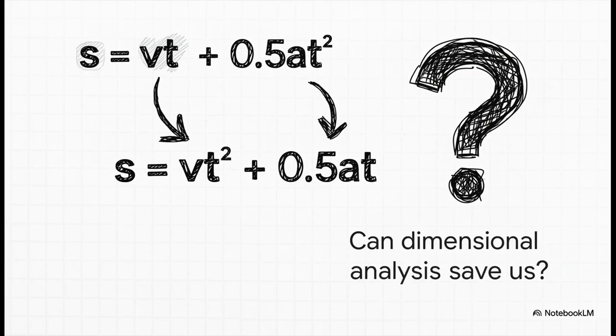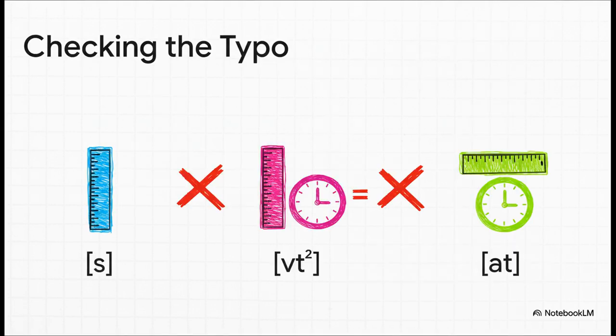But what happens if you've got a typo in your notes, or you just plain misremember the formula? Let's say you wrote this version down, where the powers of t are swapped around. Can dimensional analysis save us here? Let's run the check one more time.